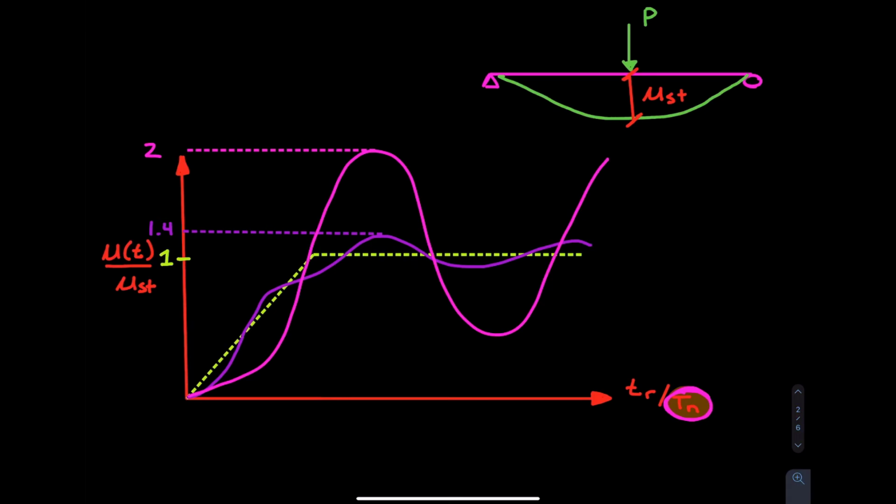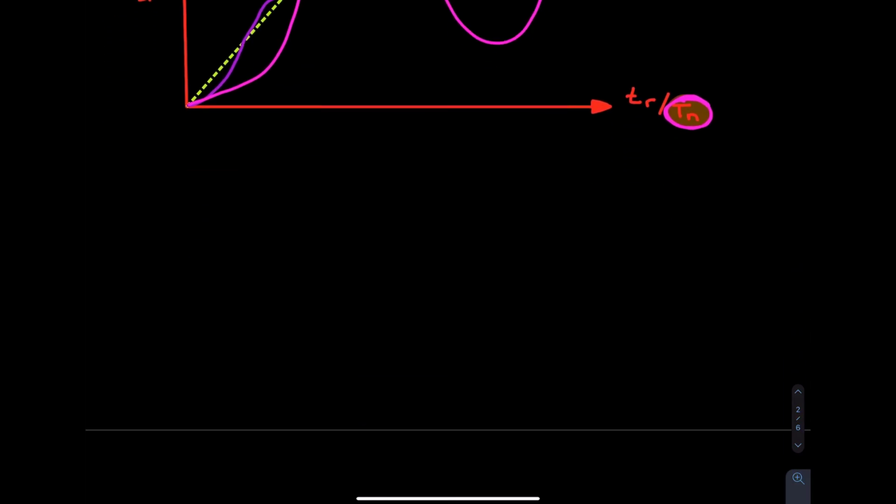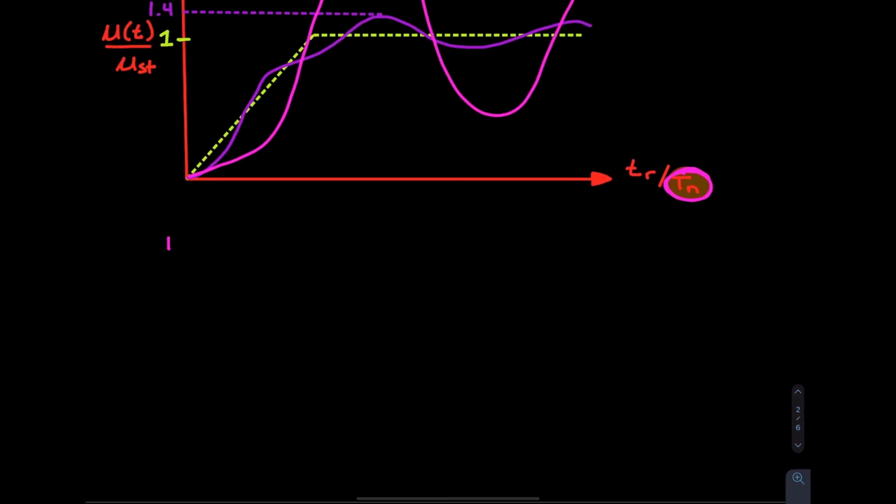And it's a pretty simple takeaway. The faster we apply the load, the more deflection we will experience. The slower we apply the load, the more similar it will be to the static case. So what I'm going to put down here is, if we apply a fast load, and this is something you want to write down for your midterm, our displacement, which we call U of t, approaches 2 times that static displacement.